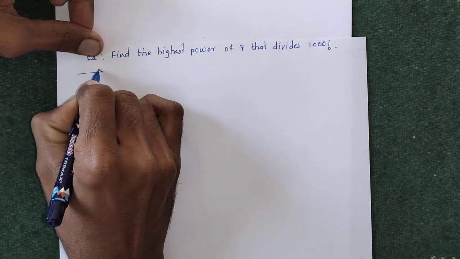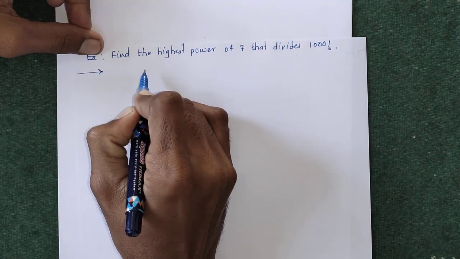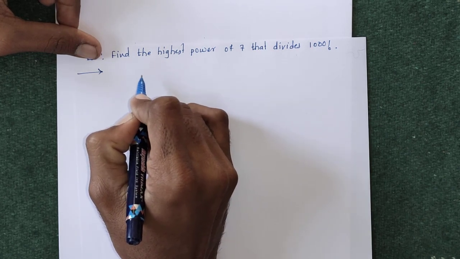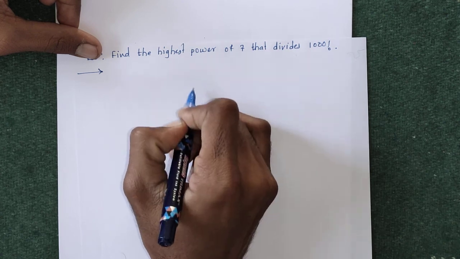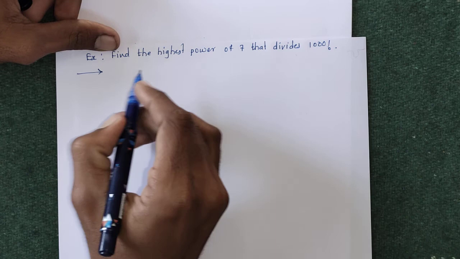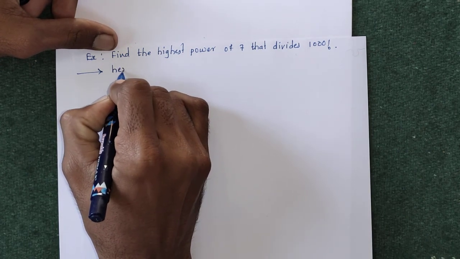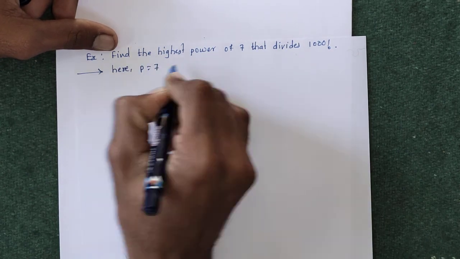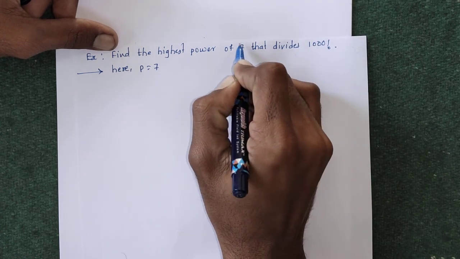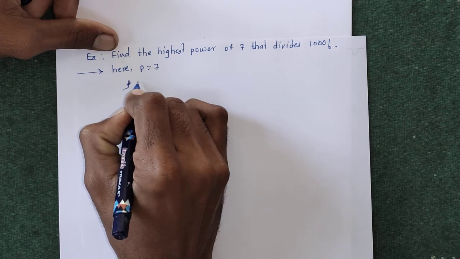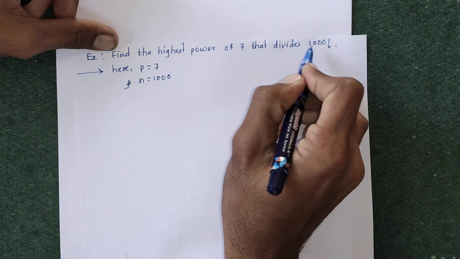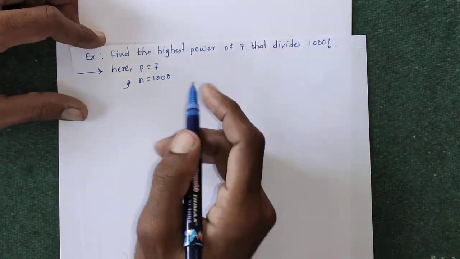In the de Polignac formula, we have seen that the highest power of p that divides n factorial is e, which is of the form summation of I rising from 1 to infinity, greatest integer function of n upon p raised to I. Using that formula, here we have given that prime number p is equal to 7. So we are going to find the power of 7 which is dividing 1000 factorial. So p is equal to 7 and n is equal to 1000.